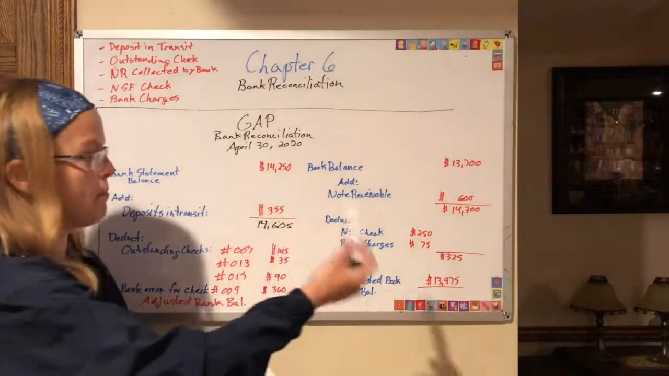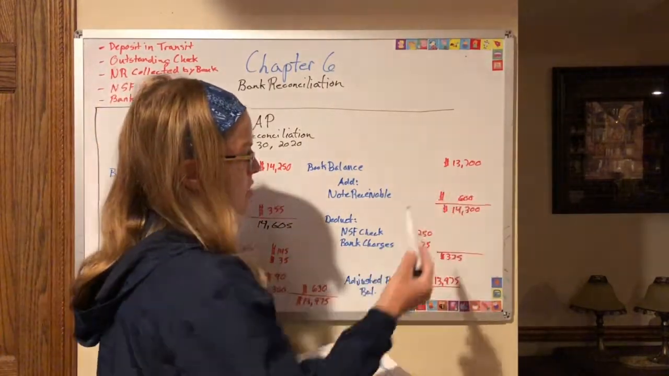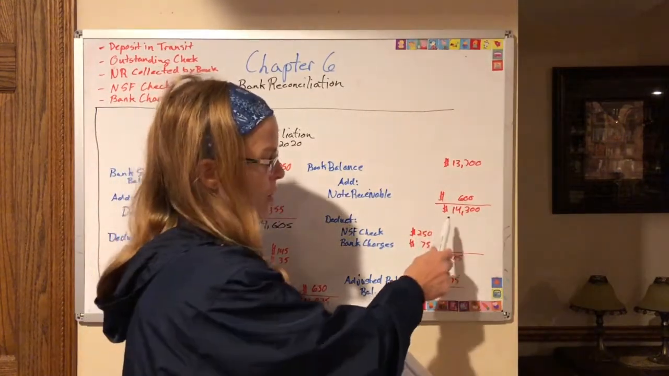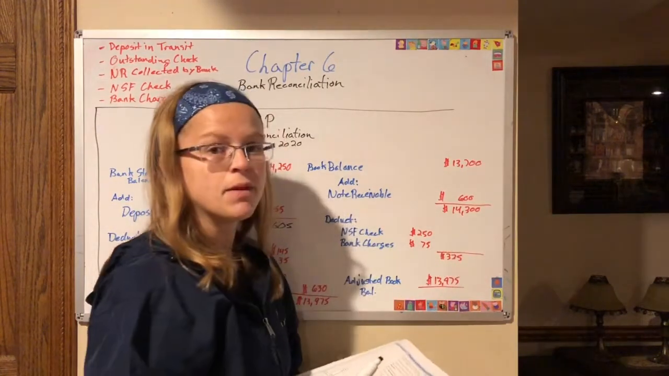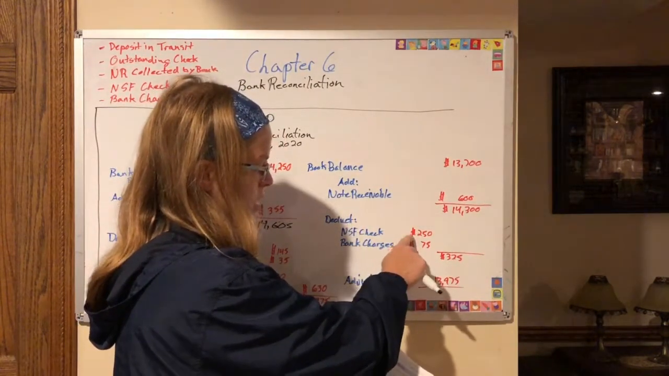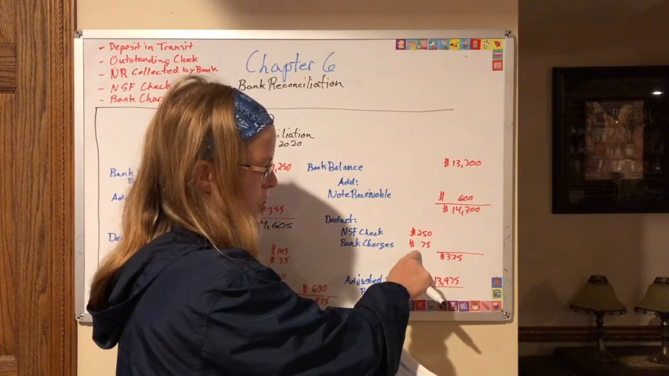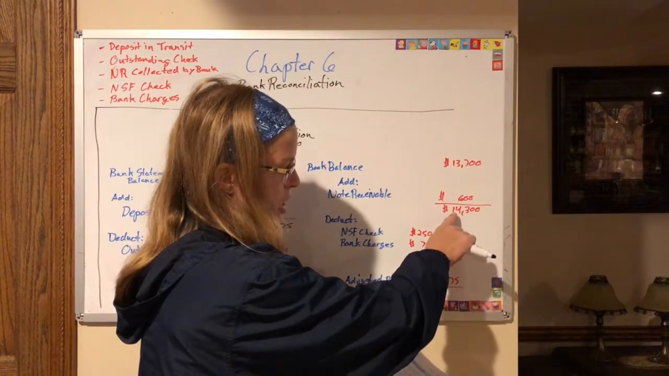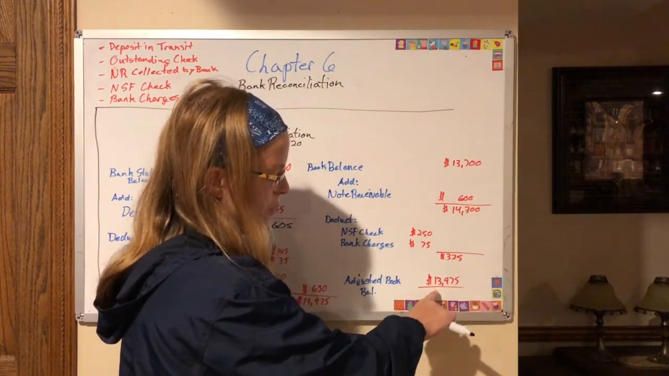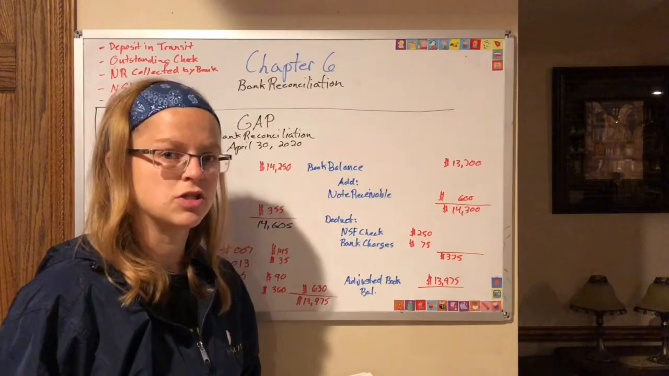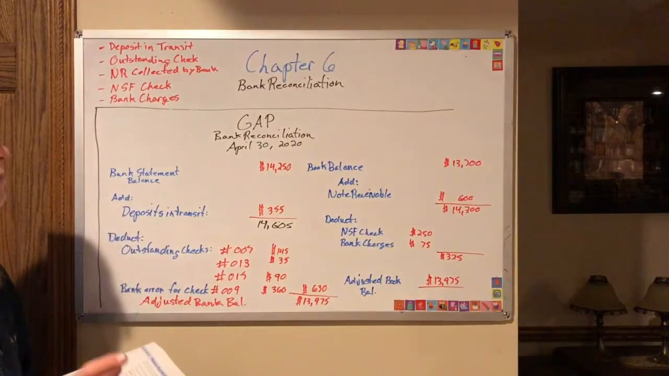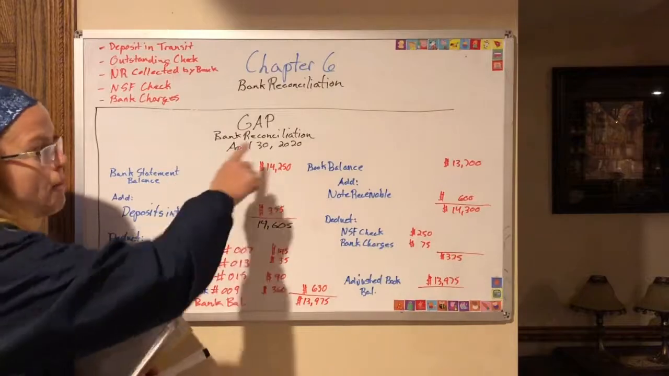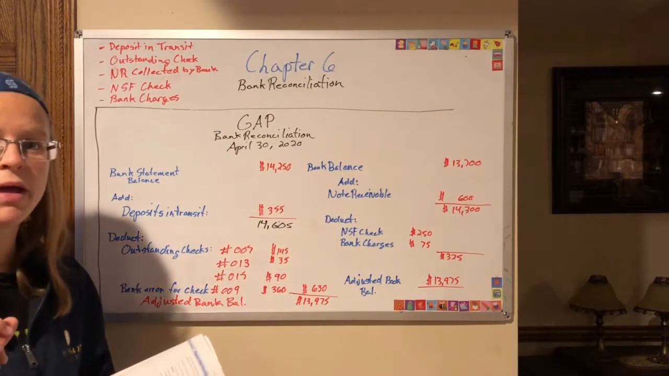Then we go over to the company side, and we've got $13,700. We have to add the notes receivable of $600, which gives us $14,300. But then we have to subtract these, the NSF check and the bank charge, and we get $325 that we have to subtract from the $14,300, and we get a total of $13,975. So our bank statement and our general ledger are reconciled through our bank reconciliation. So that's how you do a bank reconciliation.